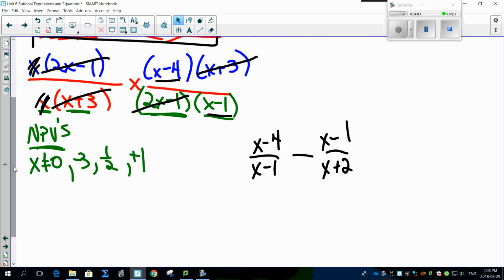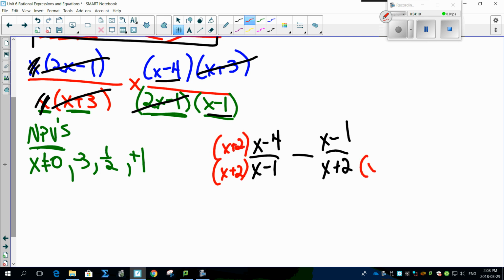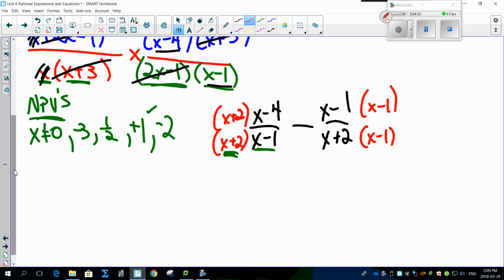Oh my. So, okay, here we go. Common denominator: x plus 2, x plus 2, x minus 1, x minus 1. All right, before we do anything, NPVs. Are there any additional NPVs? Well, we've got this one, x minus 1, there's the positive 1, but we don't have this one. X cannot also equal negative 2, so we have to include that in there. Now that it's done, NPVs are out of our hair. Okay. Whew. Here we go.